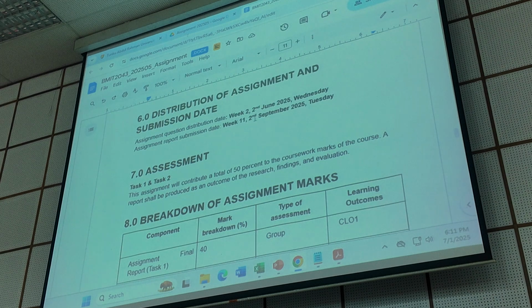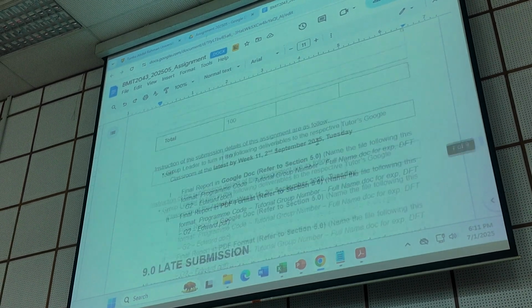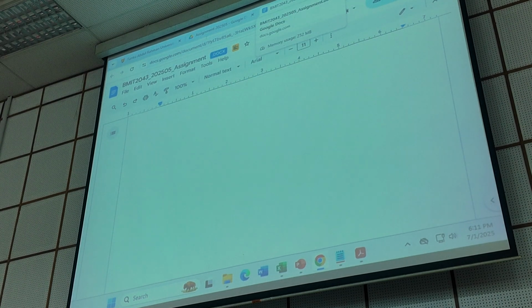The due date is 2nd September 2025. So you can submit the assignment to your tutor. Any questions, you can ask me later.